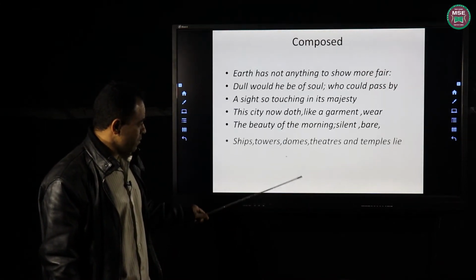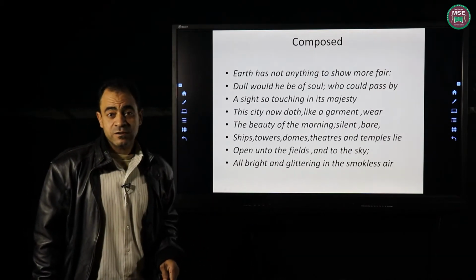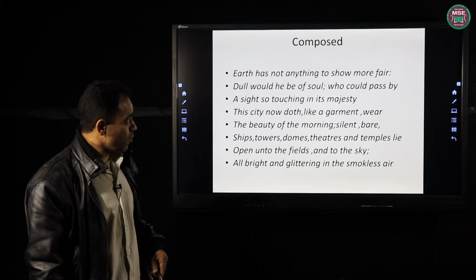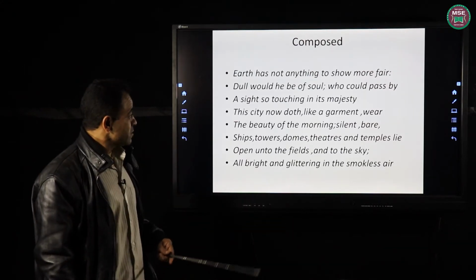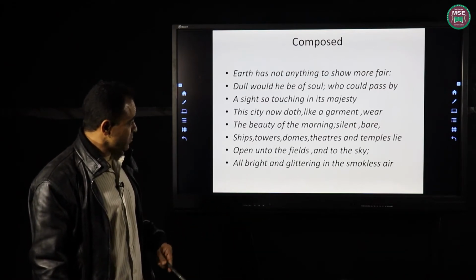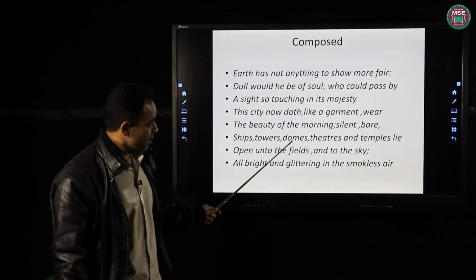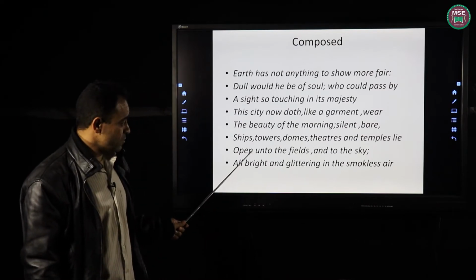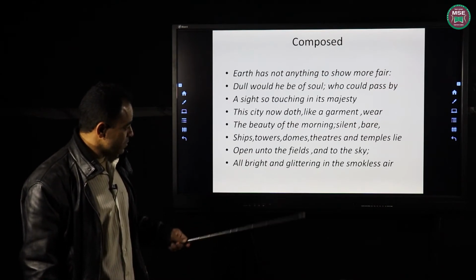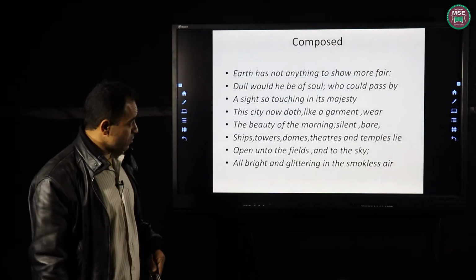Of course, whenever we deal with any poem, you should be able to paraphrase it and pick out the figures of speech, okay? Let's have a look here. Earth has not anything to show more fair, it means more beautiful. Dull would he be of soul who could pass by a sight so touching in its majesty. The city now doth like a garment wear the beauty of the morning; silent, bare, ships, towers, domes, theaters, and temples lie open unto the fields and to the sky, all bright and glittering in the smokeless air. Now let's start to paraphrase it.